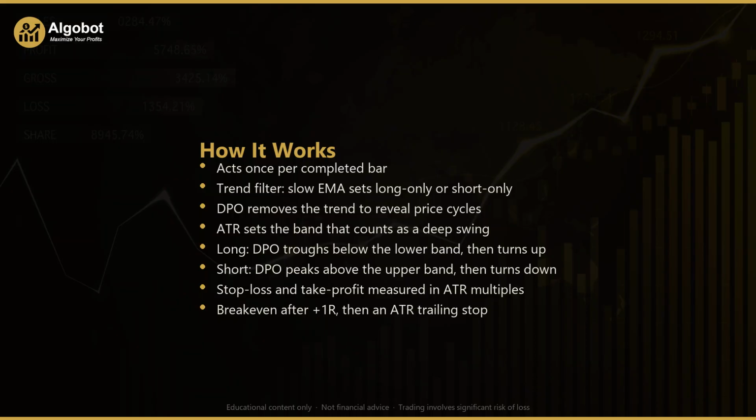Once a position is open, risk is handled entirely by measured volatility. The stop loss is placed a set number of ATRs away from entry, 1.5 by default, and the take profit is placed further out, 2.5 ATRs away. That produces a reward-to-risk structure of roughly 1 to 1.67. Finally, position management. After price advances by 1 R, meaning 1 unit of the initial risk, the stop is moved to break even to protect the trade. From there, an ATR-based trailing stop follows price at a distance of 2 ATRs, tightening only in the favorable direction. The strategy holds just 1 position at a time.